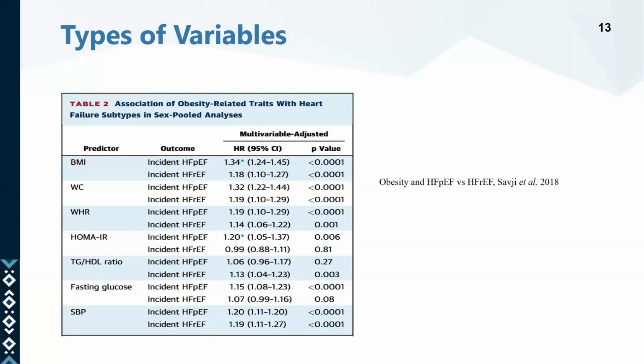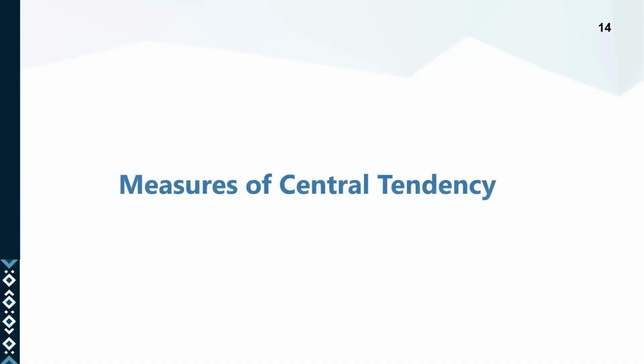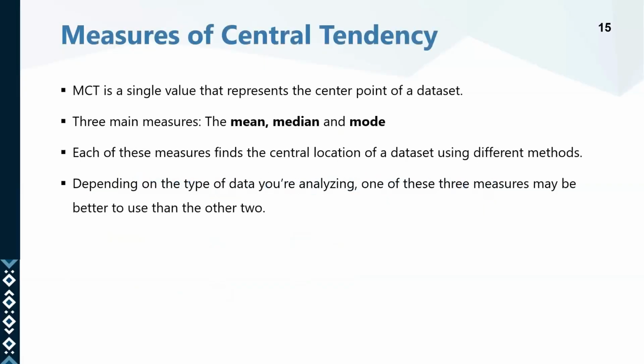So after looking at these examples of variables, let's look at the measures of central tendency. Those we can also use to represent the characteristics of a particular data set. So a measure of central tendency is a single value that can represent the central point of a data set.